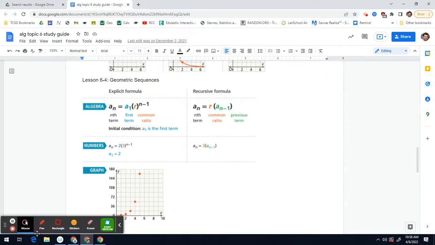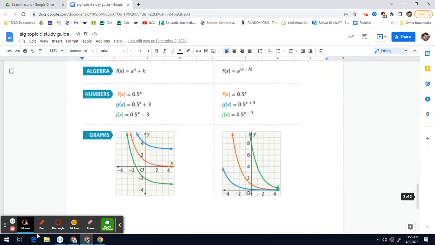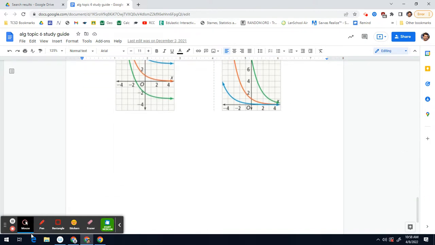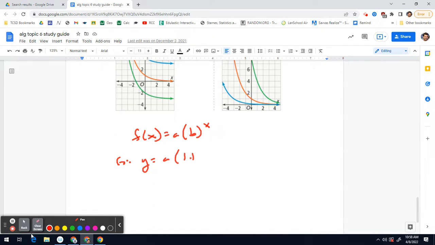And then I don't think you'll need to know the translations involving exponentials. So from topic 6, a couple things to remember. First, the general exponential function f of x equals a times b raised to the x. You have your growth: y equals a times (1 plus r) to the x. Decay: y equals a times (1 minus r) to the x.